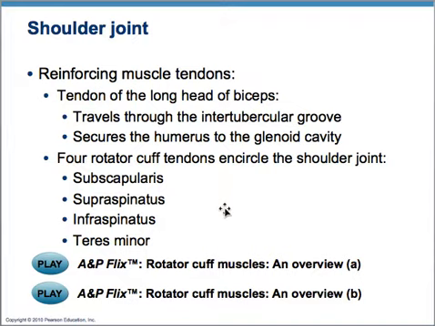The tendon of the long head of the bicep, so again, attaching to the humerus head, secures the humerus to the glenohumeral cavity, so connecting. That is the tendon that I tore in my injury I've told you all about. We have 4 rotator cuff tendons that encircle your shoulder joint: your subscapularis, supraspinatus, infraspinatus, and your teres minor.